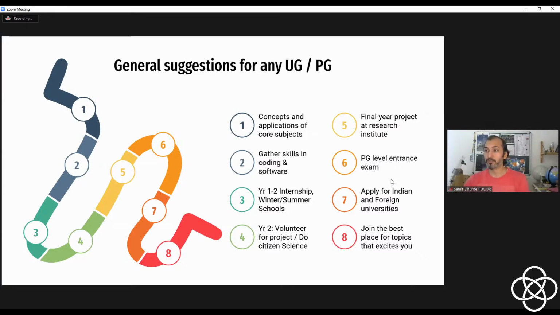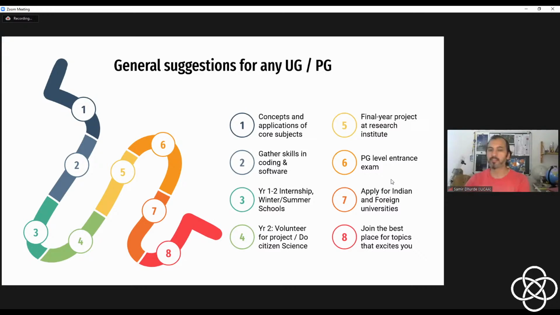Then you should try to gather some skills in coding and software. You've seen the importance of that during this summer school, I'm sure. A few things that we suggest are looking for internships and winter summer schools, like you've already probably done here, but there might be others, and there might be short-term ones. Many universities and institutes, not just in India but also abroad, give chances for, say, not month-long, but sometimes even a week-long internship.